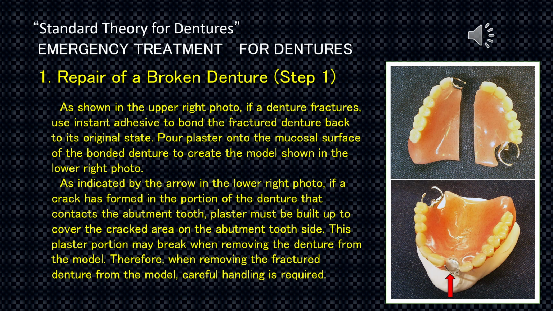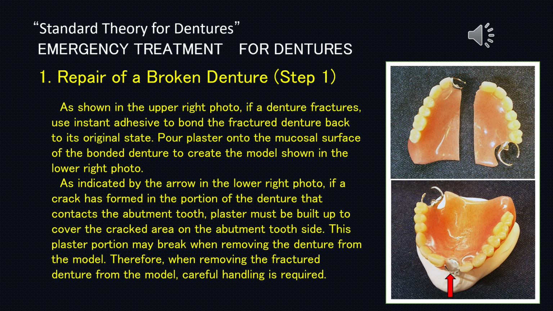1. Repair of a broken denture. Step 1. As shown in the upper right photo, if a denture fractures, use instant adhesive to bond the fractured denture back to its original state. Pour plaster onto the mucosal surface of the bonded denture to create the model shown in the lower right photo.